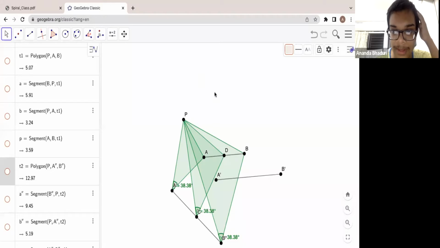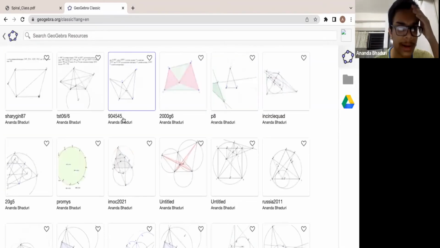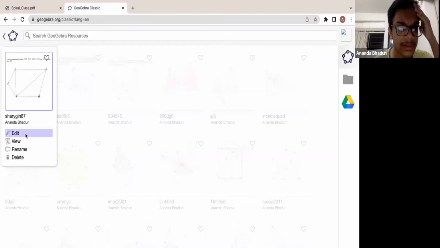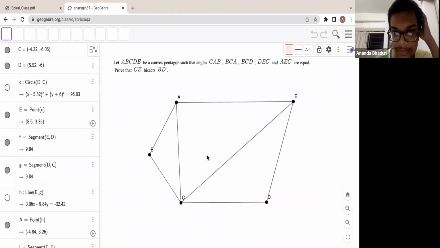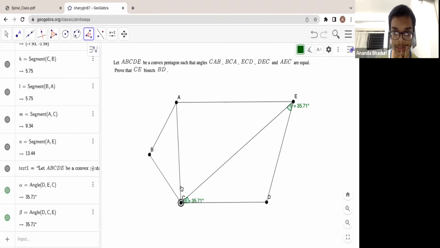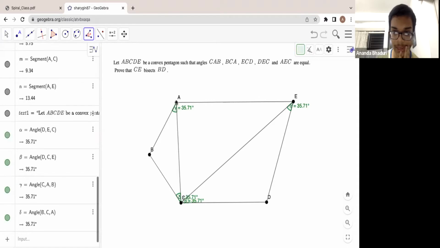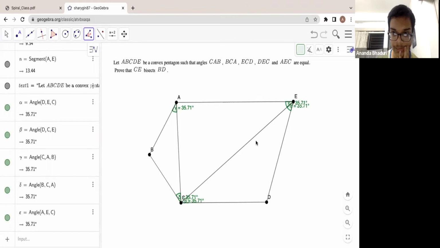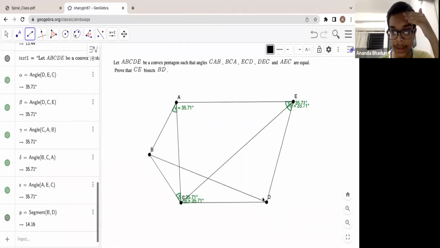Right. So far we did this. Okay, now we'll go to our first problem. Can you see the problem? Okay. ABCDE is a pentagon such that these angles are equal: angle EBC, angle ECB, angle ACB, and angle AC. And we want to show that CE bisects BD.